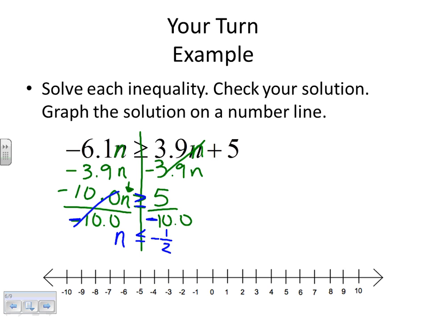So I'm going to come over here and graph. Negative 1/2 is approximately right here. And it is a closed circle on negative 1/2 pointing to the left.